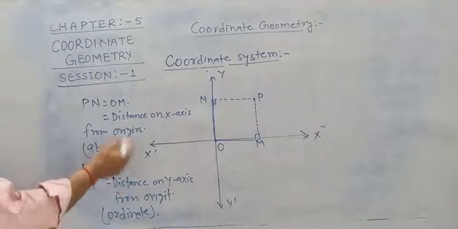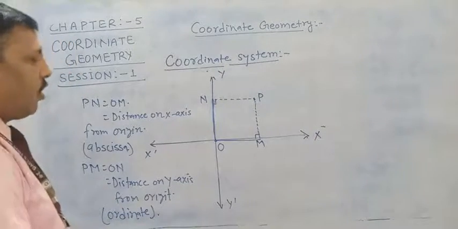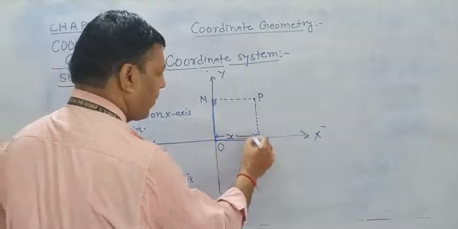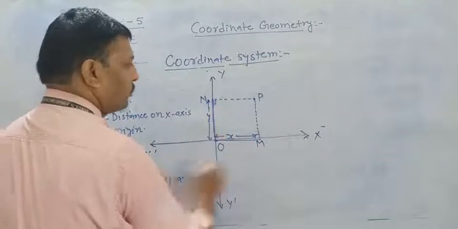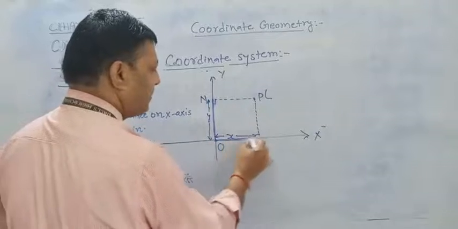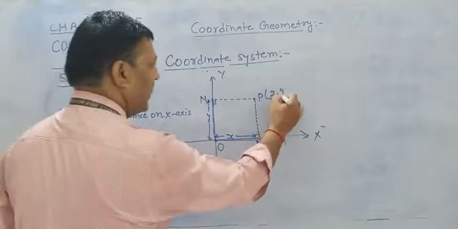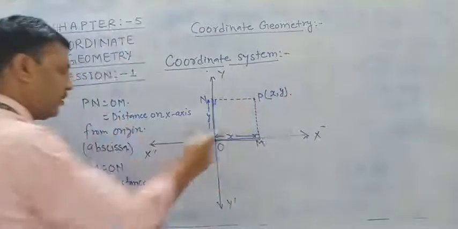So abscissa is always written in the first place and ordinate is written at second place in an ordered pair. So suppose this distance is x and this distance is y, so the coordinate of this point, this is the abscissa which is written at first place and this is the ordinate which is written at second place. So (x, y) is the coordinate of the point P.